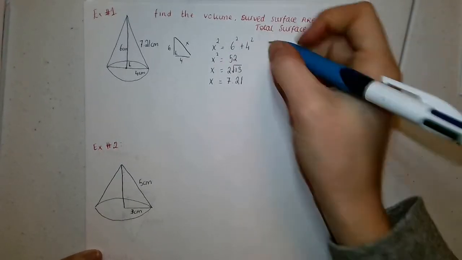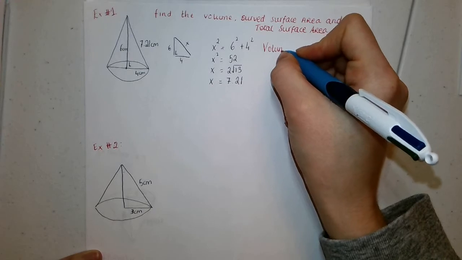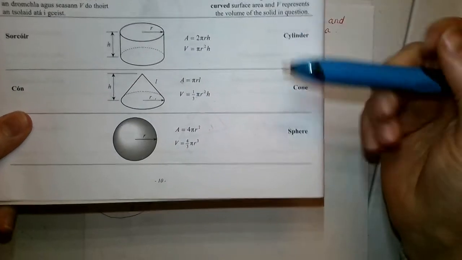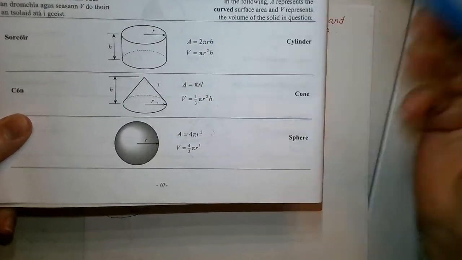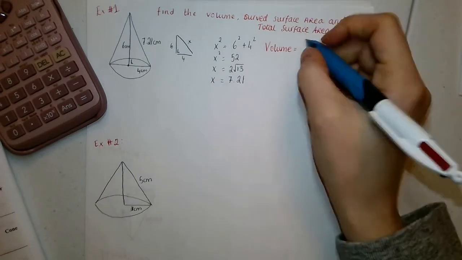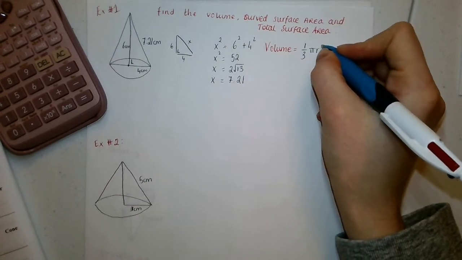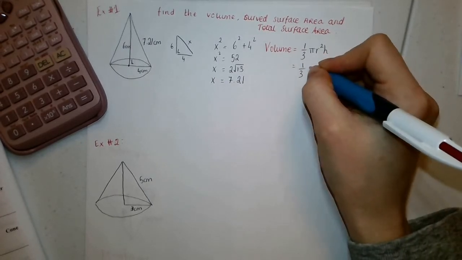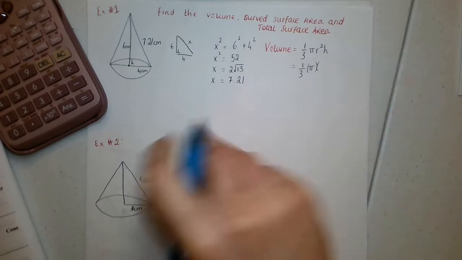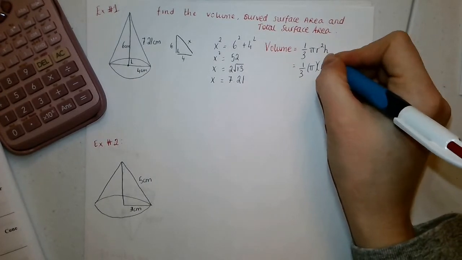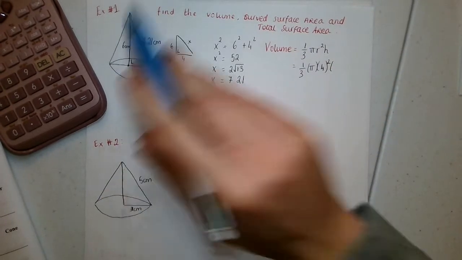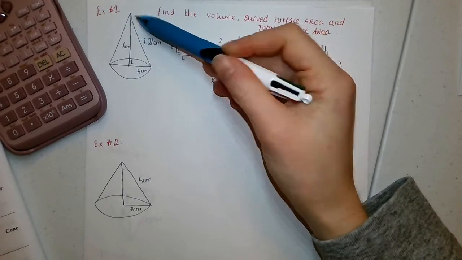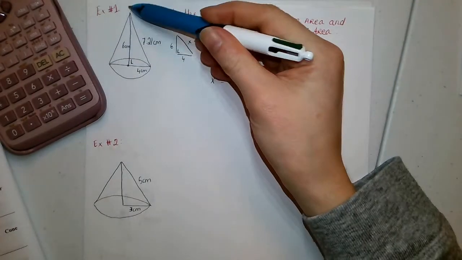We're going to start off by finding volume. So we're going to go to our tables and formula, find our volume formula. So it's 1 over 3 pi r squared h. And we're going to sub in our values. So we have 1 over 3 times pi times r, so r is the radius, which is 4, squared, times the height, which is 6. Just be careful that you're not mixing up perpendicular height with slant height. So the h in the volume is the perpendicular height.